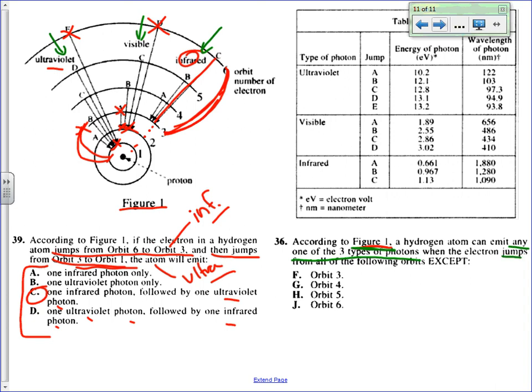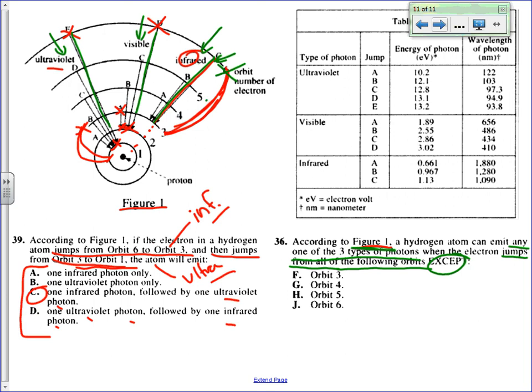When the electron jumps from all of the orbits, the key part here is except. So what we're looking at here is which orbit, if the jump started there, would you not be able to release all 3 types of photons? So if we start with 6, is it possible to release all 3 types? Well, look right here, it can release all 3 types. So 6 is not our answer, because 6 can release all 3.